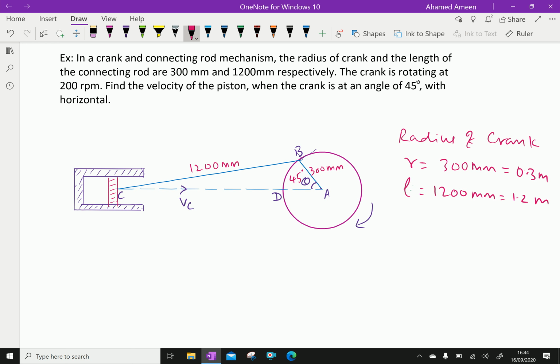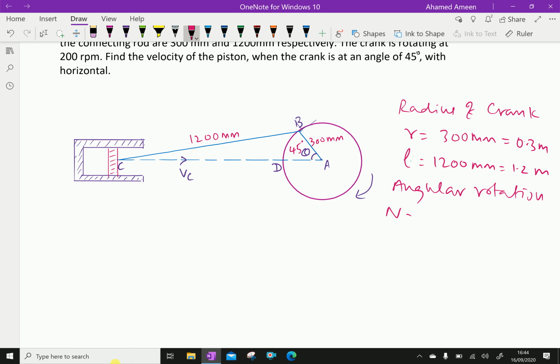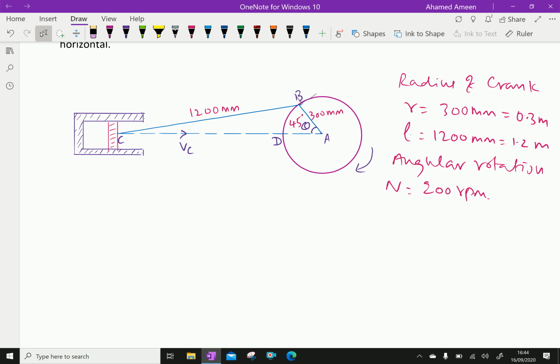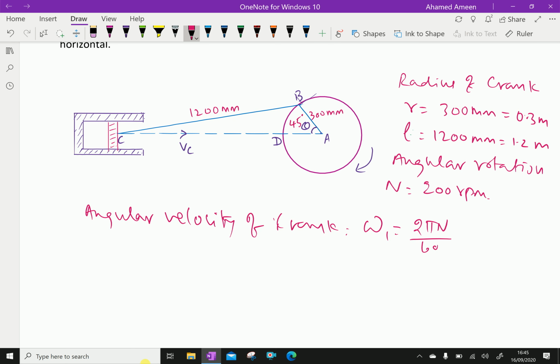And angular rotation n equal 200 rpm. Therefore, we can write omega 1, angular velocity of crank, omega 1 equal 2 pi n by 60.